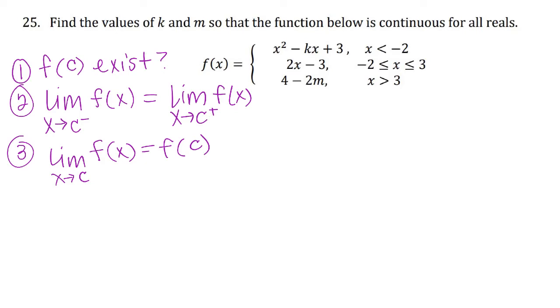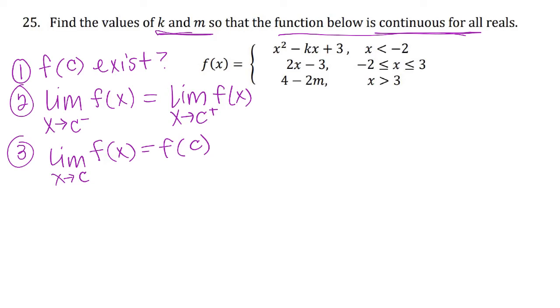Now, if we're trying to find the variables k and m so that the function is continuous, well, then we're going to assume a couple of these things already happened, and we're just going to set up our equations that we need in order to solve for our variables.